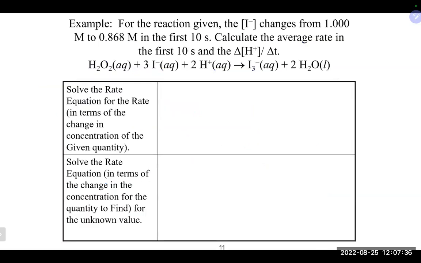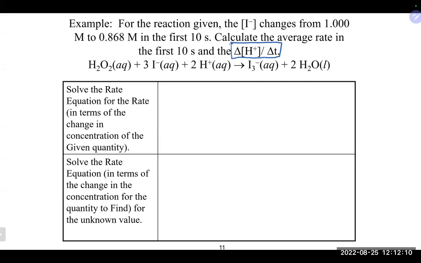All right, so why don't you try one with actually some numbers, do a little calculation and see. Let's say that for a reaction, the concentration of I minus changes from 1 molar to 0.868 molar in 10 seconds. Calculate the average rate for the first 10 seconds, and what would the change in concentration of H plus over the change in time be? I don't know if your handout has this part of it, but this is what we're looking for. All right, so take a moment or two, see what you come up with.